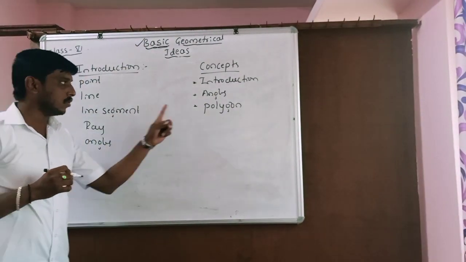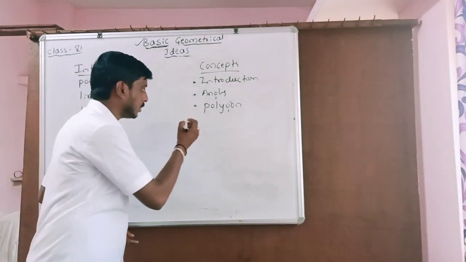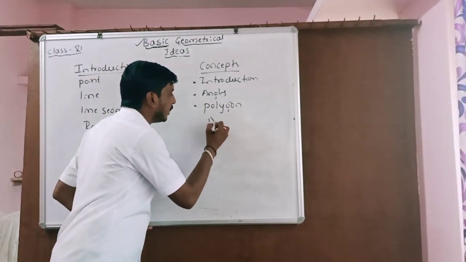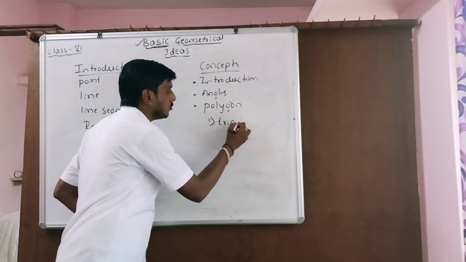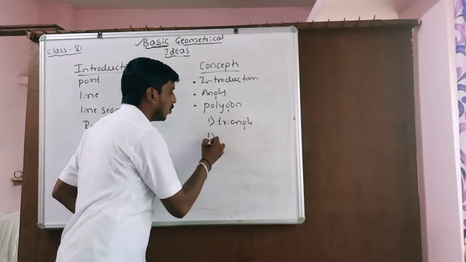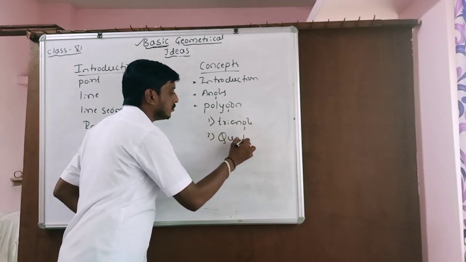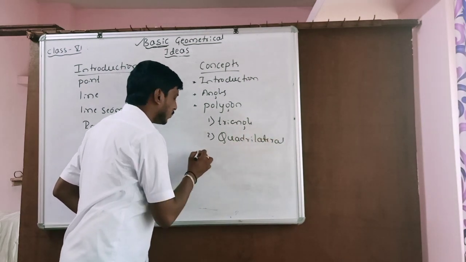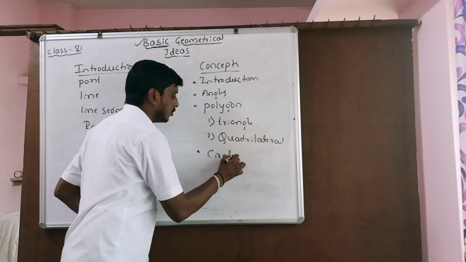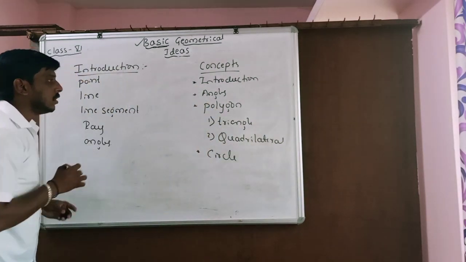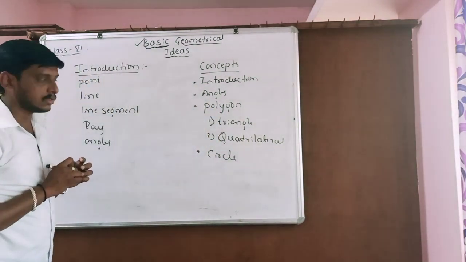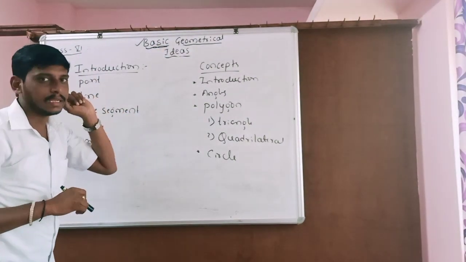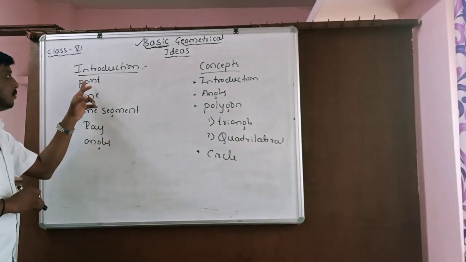Okay, so polygons. In polygons there are so many types. First they mention only triangle, quadrilateral and the last one is circle. So this is the overall concept in this chapter. What is the chapter name? Basic geometrical ideas. So let us discuss one by one.